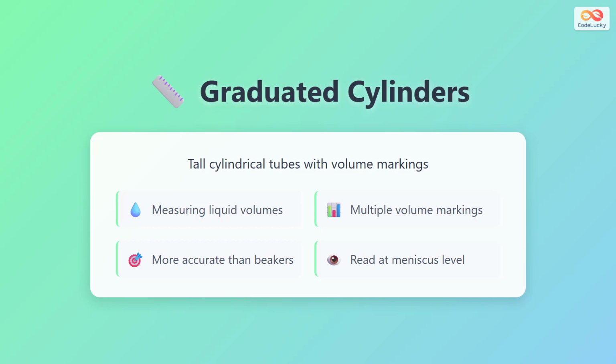Graduated cylinders are tall, narrow tubes specifically designed for measuring liquid volumes. Unlike beakers, graduated cylinders provide much more accurate measurements thanks to their multiple volume markings along the side.